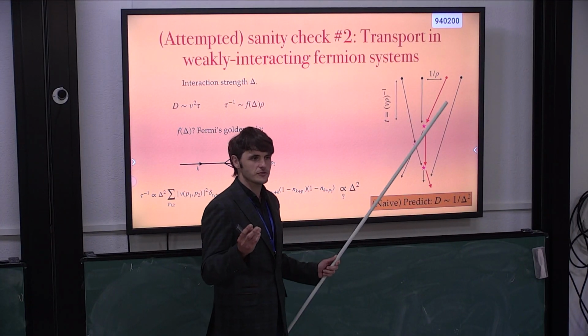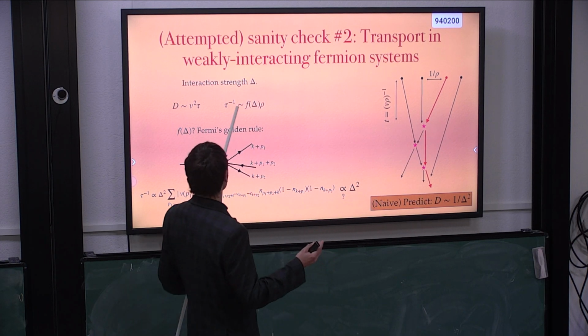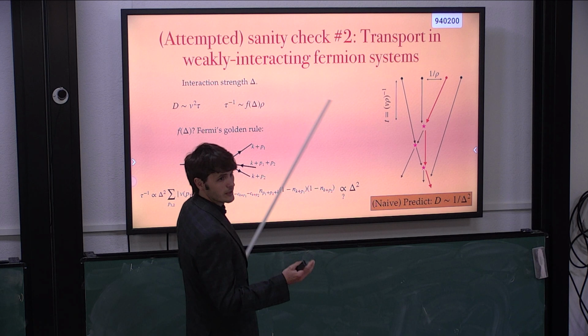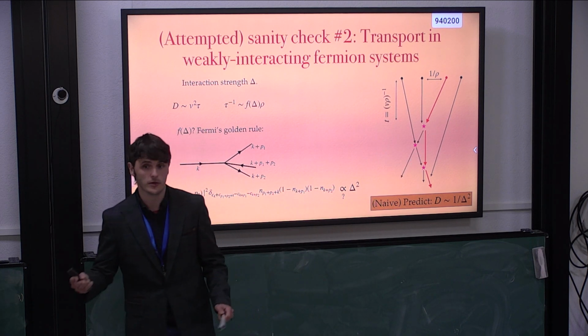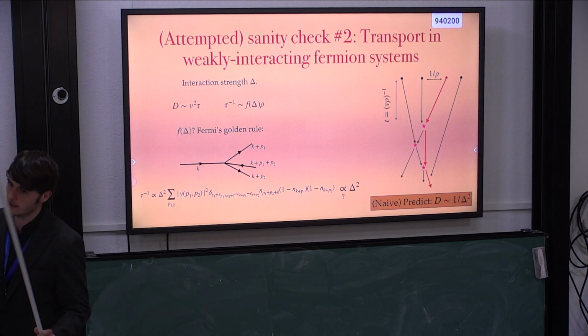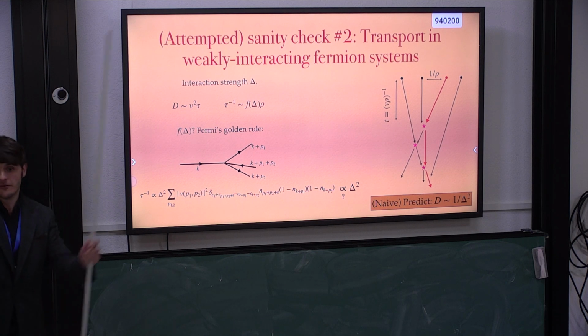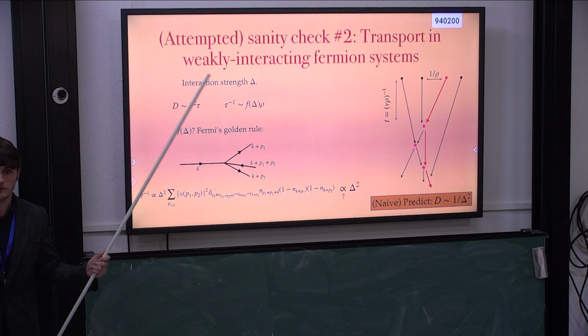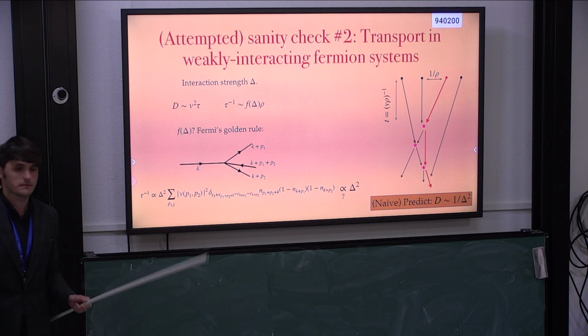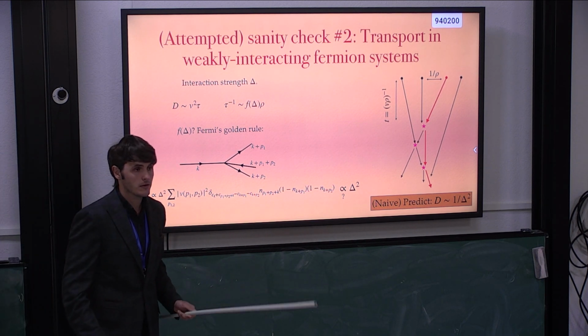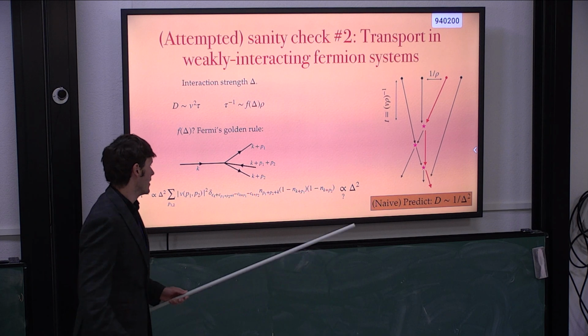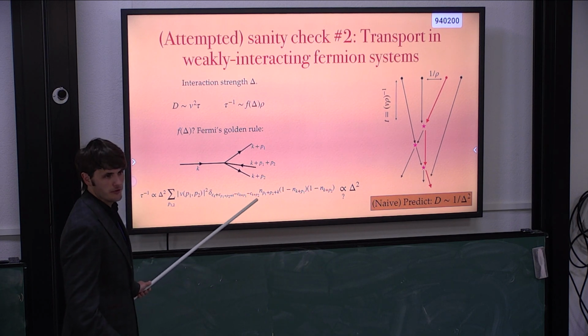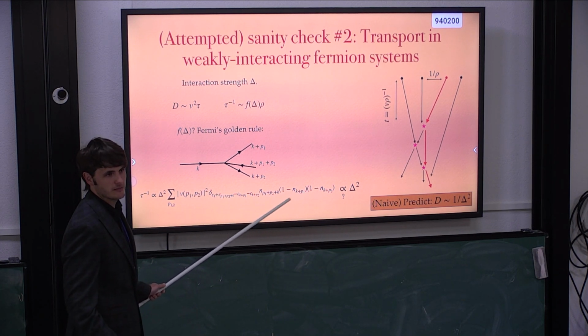And so that would predict that D actually goes like 1 over the interaction strength squared. If you say the tau inverse goes like delta squared, and you put tau inverse into this formula, you get that D goes like 1 over delta squared. So in other words, the weaker the interactions, the rarer the collisions between particles, the further matter moves before it starts to look diffusive, the larger the diffusion constant. Okay? All right. So this would be accurate in higher dimensions, right? There will be a problem with this formula, and that problem will not exist in higher dimensions.